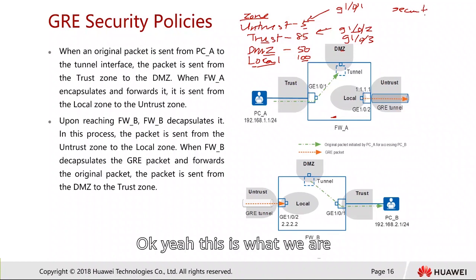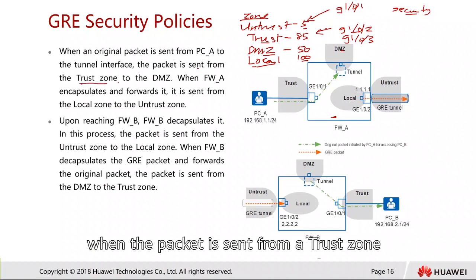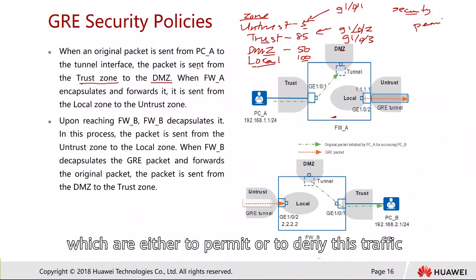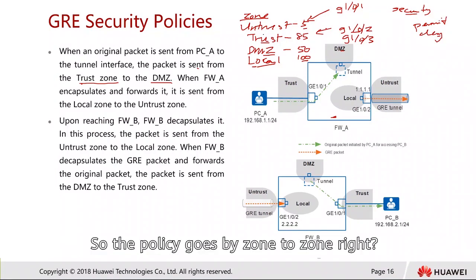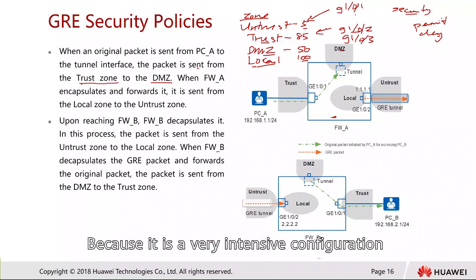And after that, we will define the security policy. This is where we are now talking about security policy. So for example, when the packet is sent from a trust zone to the DMZ, we will have two action policies: either to permit or to deny this traffic. So the policy goes by zone to zone. We normally don't configure interface to interface policy. Why? Because it's very configuration intensive.